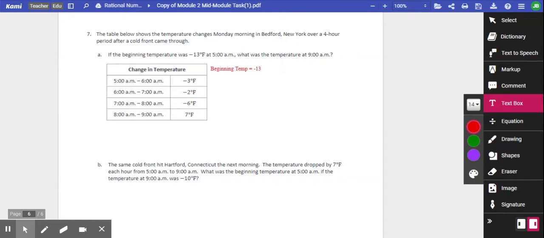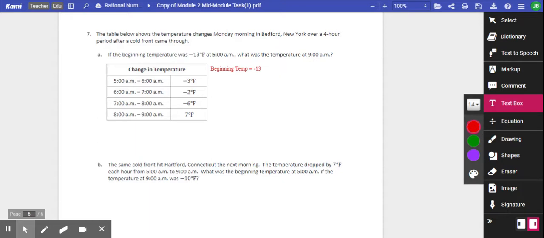I had a lot of questions about number 7 of our Module 2 mid-module task, and I thought it would probably be beneficial if I just went ahead and went over it with you. So the problem is that the table shows the temperature changes between Monday morning in Bedford, New York, over a 4-hour period after a cold front came through.